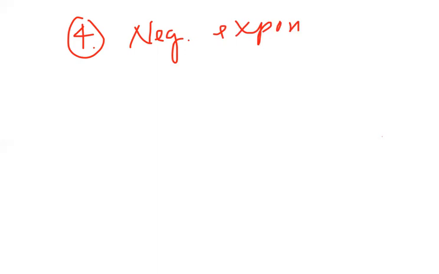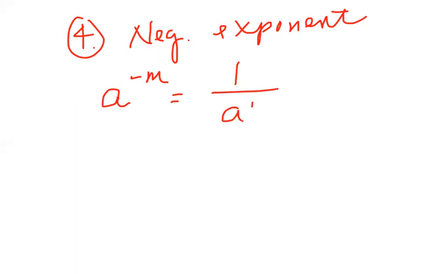Okay, next, rule number 4, guys. Rule number 4 is the negative exponent rule. For the negative exponent rule, guys, it says this. If you have a to the negative m power, this would become 1 over a to the m power. So in other words, you take the reciprocal and change that exponent to a positive.